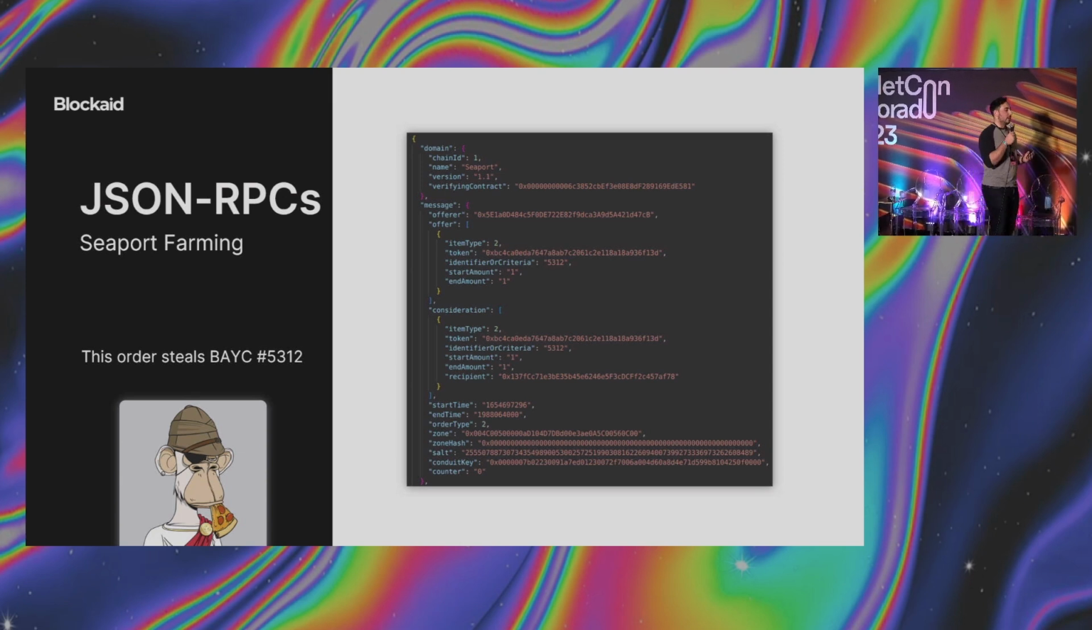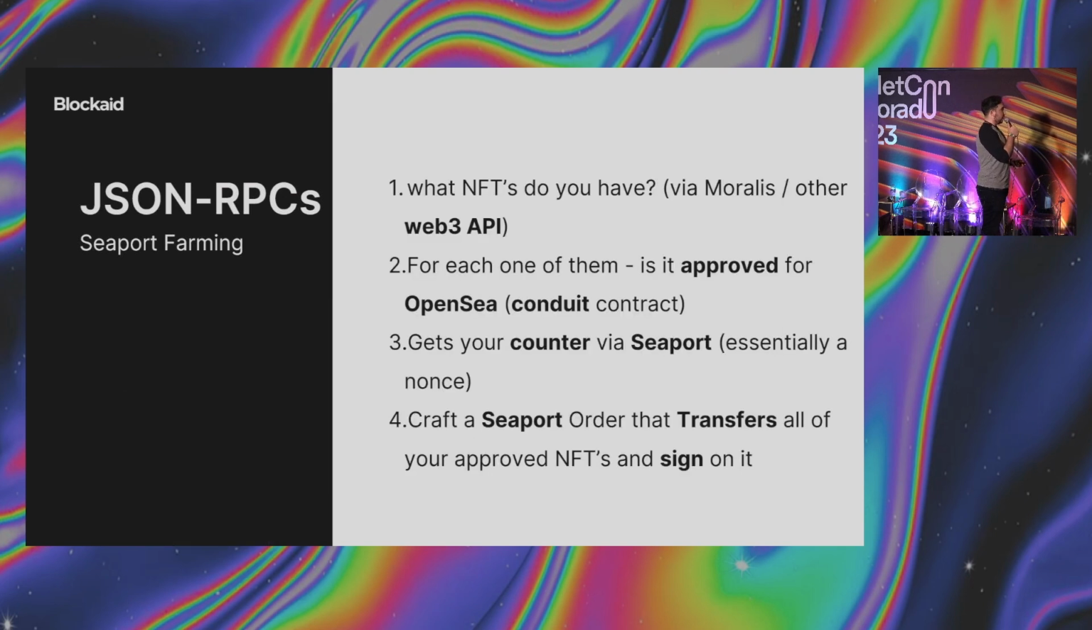Actually, a fun fact: the Kevin Rose incident that you are probably familiar with. This is what it did, essentially popping up a Seaport order for Kevin to sign, convincing him to sign it, and then taking away all of his assets in one transaction. So to sum up the Seaport farming: first of all, the DApp asks what NFTs you have. Then for each one of them, it asks, are these approved for the Conduit contracts for OpenSea? Assuming they are approved, it gets the counter, the application nonce of OpenSea that is required in order to build a Seaport order. And then it just grabs the Seaport order and pops it up for you to sign. So this is the second vector.